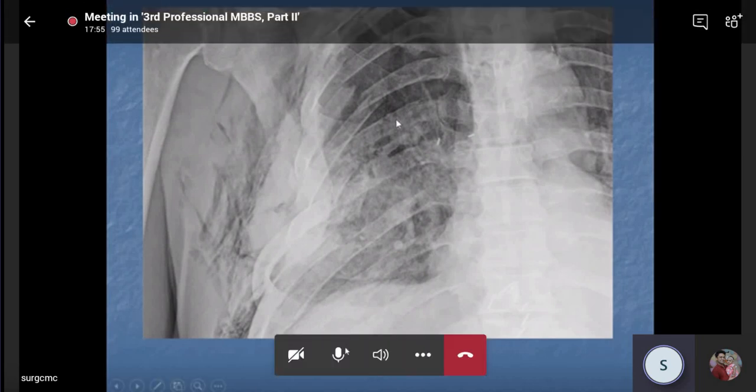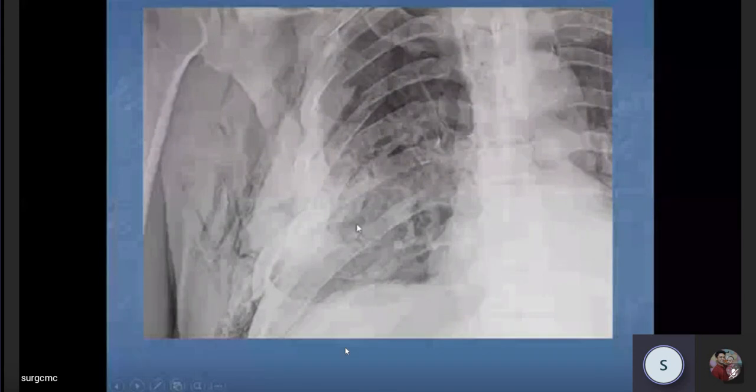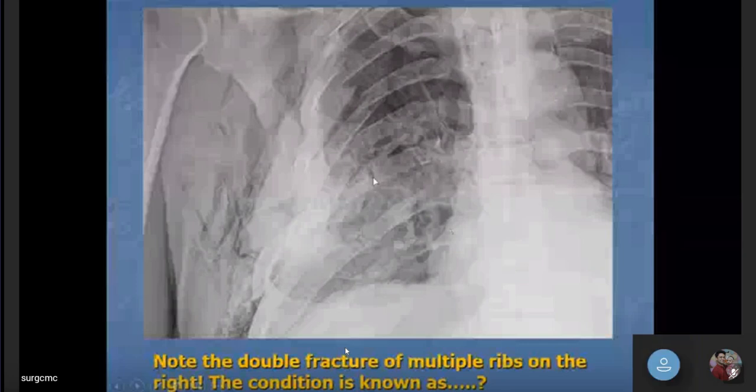See, I am trying to understand this a bit better. This is the fracture zone. Yes, this is the fracture zone. Now you look at this part. You can see a fracture zone here as well. You can see double fractures. Double flail chest? Come on, I will come into that. I mean, it's a double fracture.